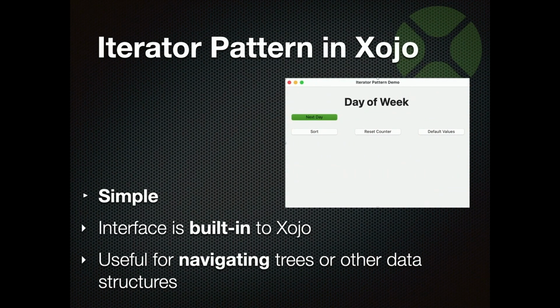So we'll start with the Iterator pattern. This is a really simple one. The interface for this is actually built into Xojo, so it makes it really easy to use. An iterator is simply something we're all used to, in a simple structure like an array, right? It's just a list. You have an index that can access it, and you just increment the index.